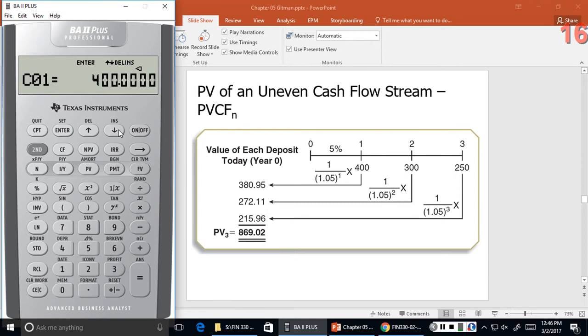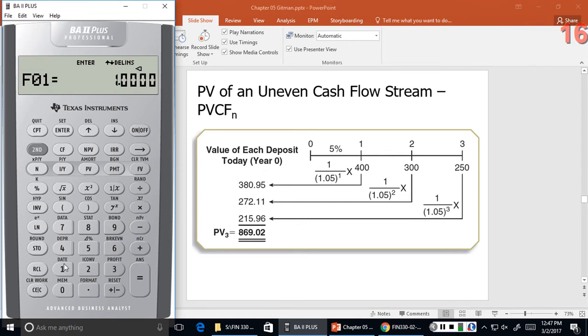Now I'm going to press the down arrow key again, and it says F01. This stands for the frequency of cash flow 1. So essentially what this is saying is how many times in a row does this $400 occur? The default is 1, which is where you typically want it. If, for example, we had $400 occurring for the first 4 time periods, we could put a frequency of 4 here and cut down a lot on our inputs. But that's not the case, so we'll just leave it alone.